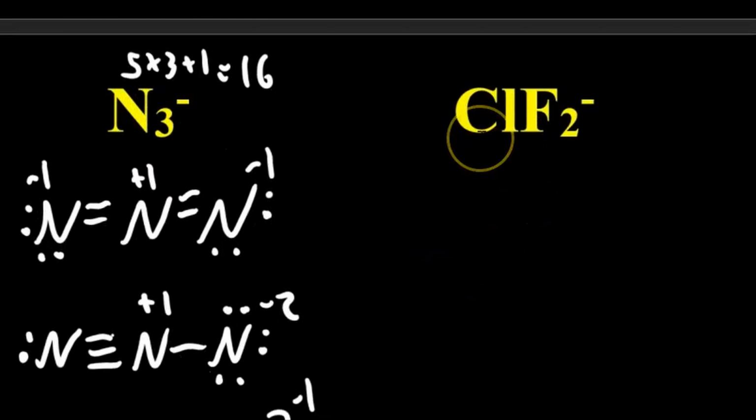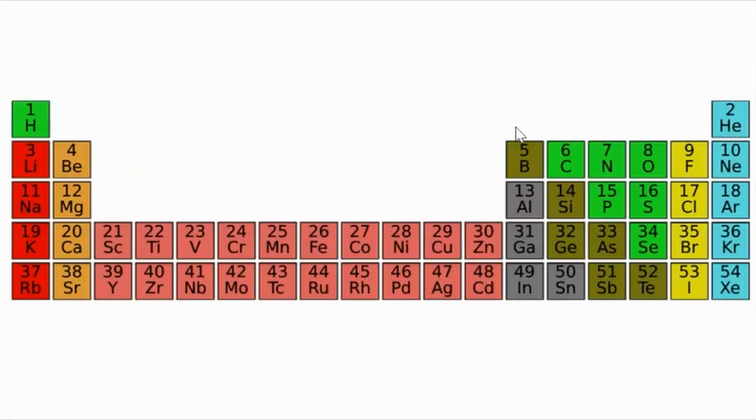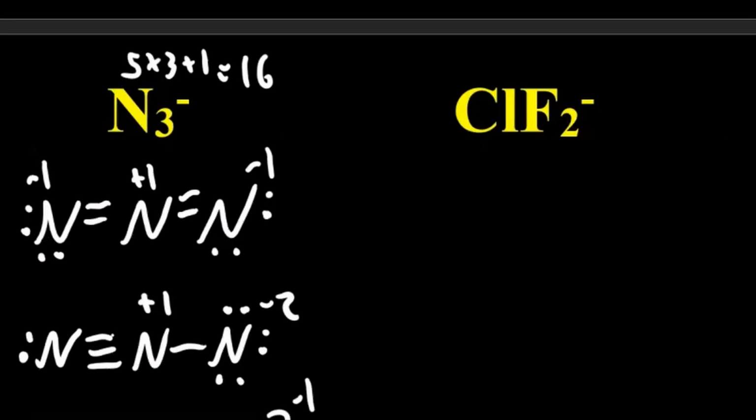Okay, ClF2 minus. So first thing we do is determine which atom is the central atom, and chlorine has to be the central atom. It's furthest to the left. It's singular on the periodic table. It's down from fluorine, so atoms that are down and to the left are often less electronegative and the central atoms. So we'll bond everything to the central atom.